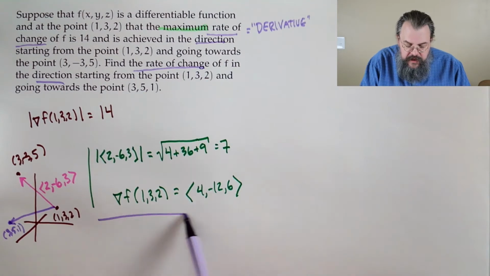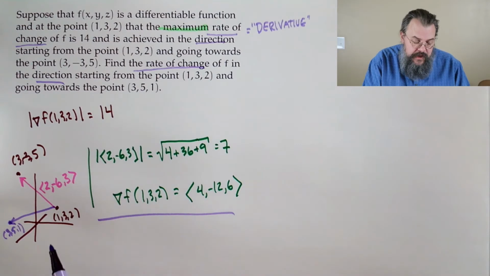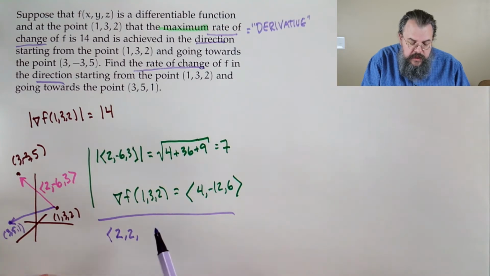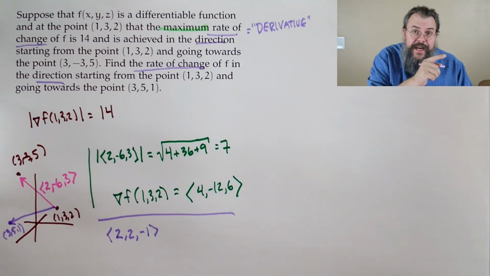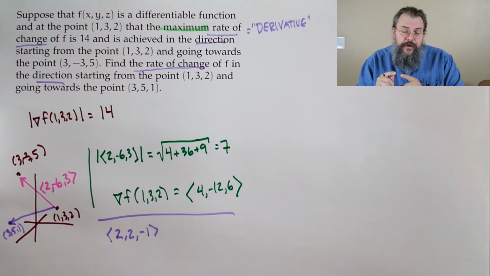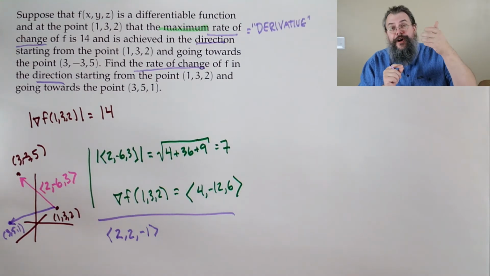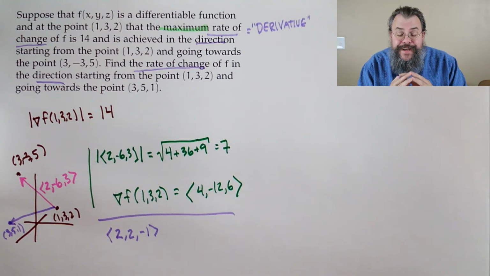Okay, so let's start by figuring out what is that vector that's pointing there. So 1 to 3 says we went up by positive 2. 3 to 5 went up by positive 2. 2 to 1 says we went down by 1. All right, so it's 2, 2, minus 1. We want to head in that direction. Now, that's not quite the vector we need, though, because it's the right direction, wrong length. We need a unit vector. Okay, we have ways to fix that.